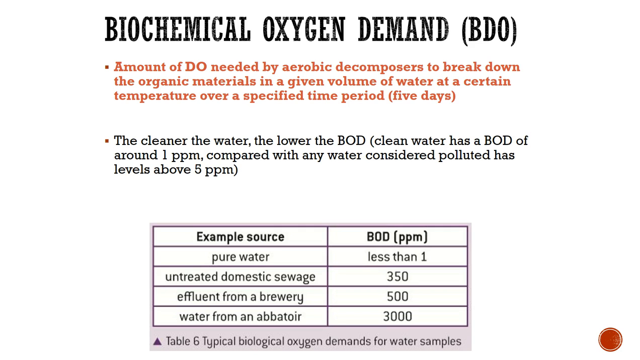The cleaner the water, the lower the biochemical oxygen demand, because there's less things living in it, there's less stuff having to be decomposed and various other things. So that's around 1 ppm. But water that is considered to be polluted has much higher levels, around 5 ppm. Okay, so if we look here, we can see different effects from industry as well. In terms of the effluent or waste from a brewery, we'll have around 500. Water from an abattoir has around 3,000, and that makes sense because of the large amount of organic waste that would be associated with meat processing.